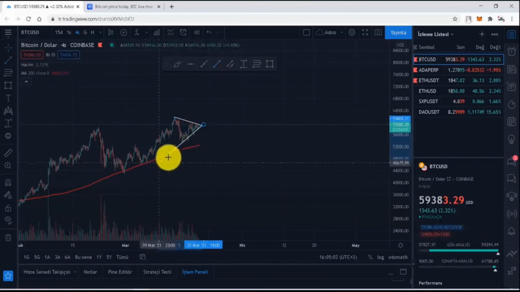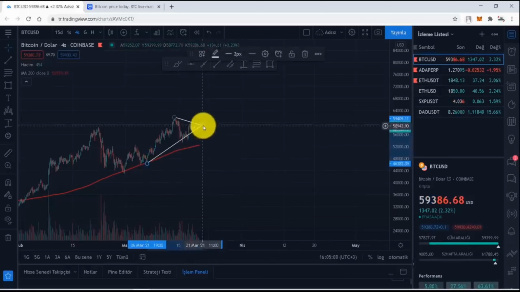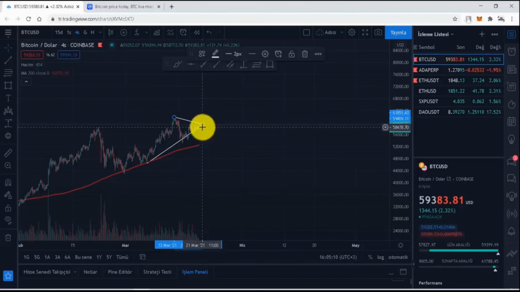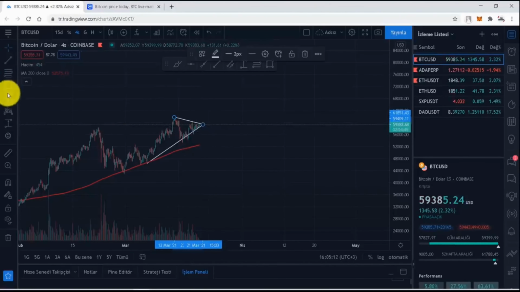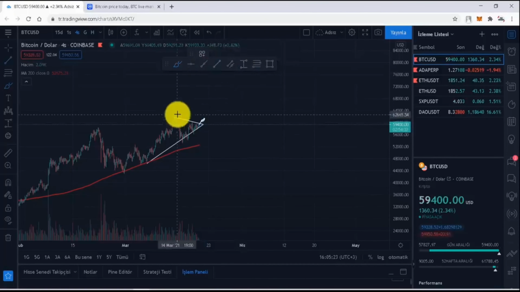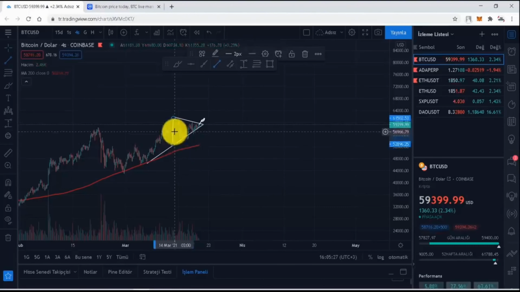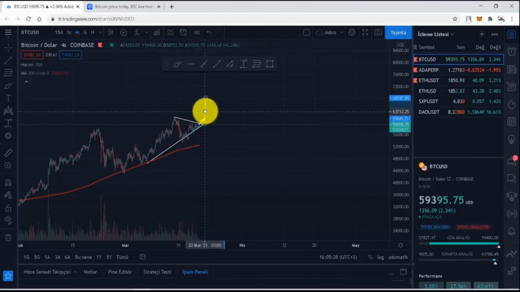What does this triangle indicate to us? Let's say there was a breakout in this triangle, meaning a breakout occurred above this triangle. It started to make closes above here. How far will this story go when it starts to close above this? How far will it rise? Of course, a rise will come as deep as this triangle. So that also shows us 66,000 again.